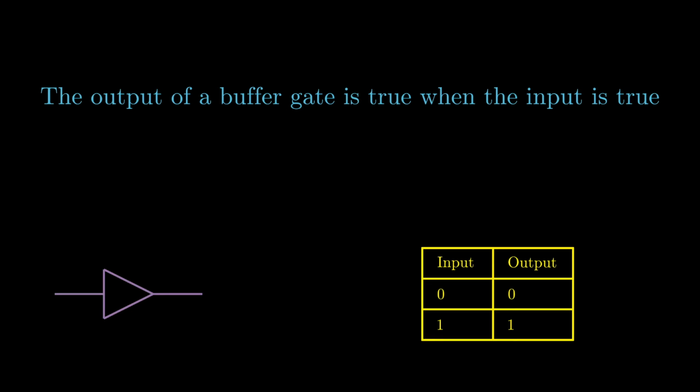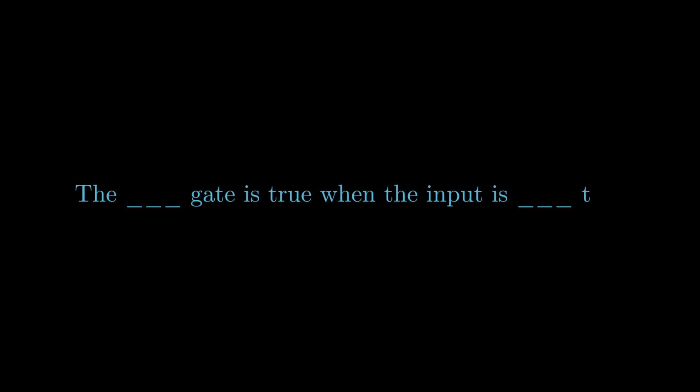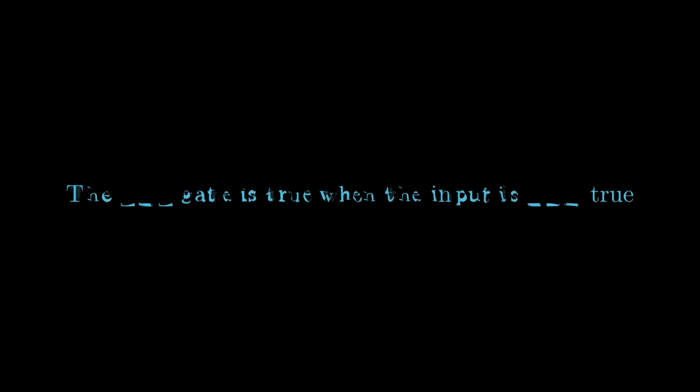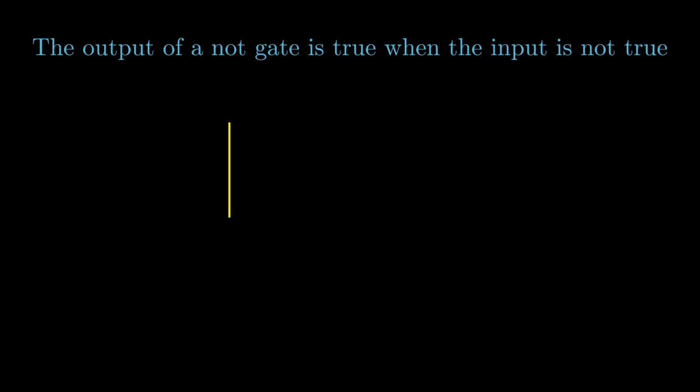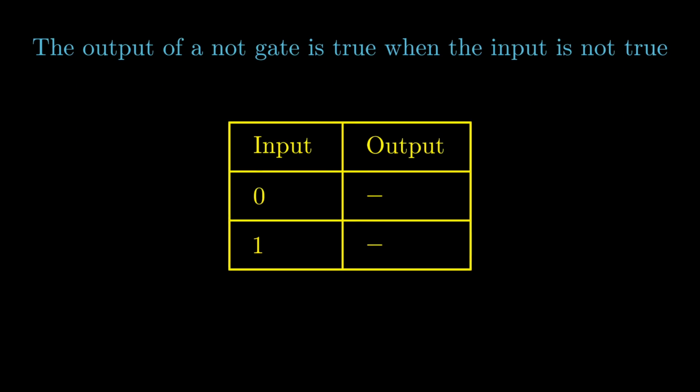Instead of looking at a circuit first, this time we'll use the magic sentence. We again have to modify it to use only one input. The output of a NOT gate is true when the input is not true. The little bit of information we glean from this sentence is that a NOT gate flips the output.